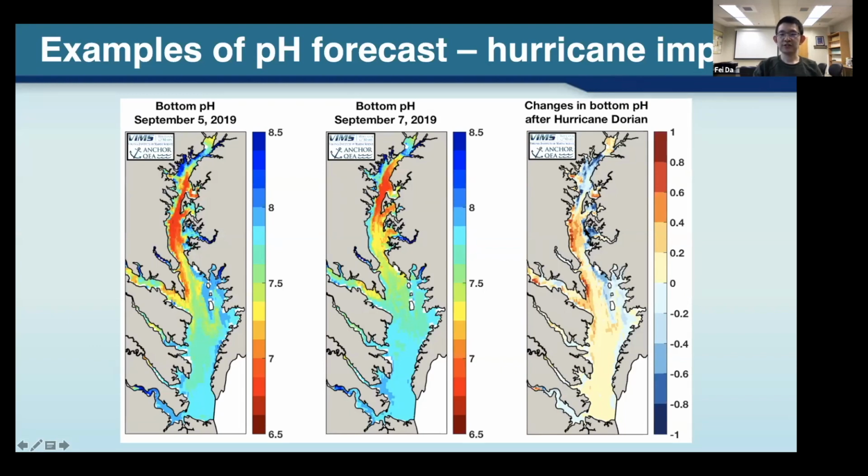We can see the change in pH after the hurricane. Red color means pH increase after the hurricane, and the blue color means pH decrease after the hurricane. This is useful information because we know exactly what the change in pH is going to be after the hurricane. However, what we don't know is whether this decrease in pH would push us to exceed the acidification thresholds. That's the information we are trying to understand now with this new project. Hopefully next year we could have more results on this study, and please join us next year too.